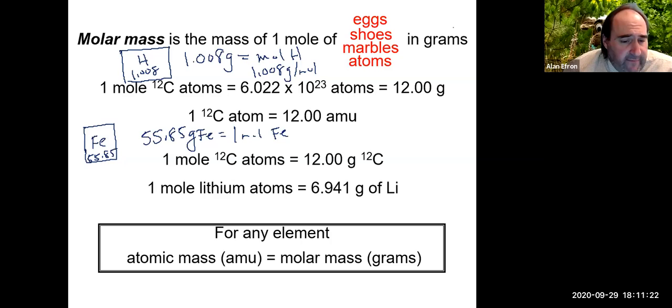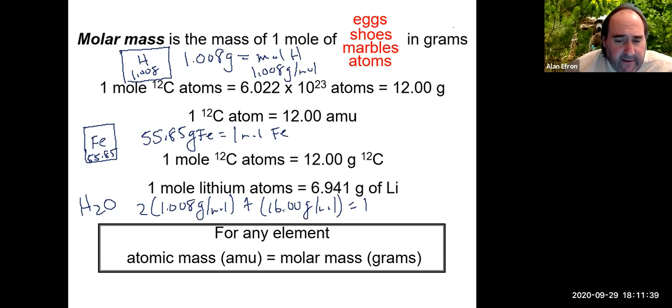We could also do it for things that are molecules by adding up all the parts. So there are 2 hydrogens, each at 1.008 grams per mole, plus 1 oxygen from the periodic table, which is 16 grams per mole, gives us a molar mass of water of 18.02 grams per mole.